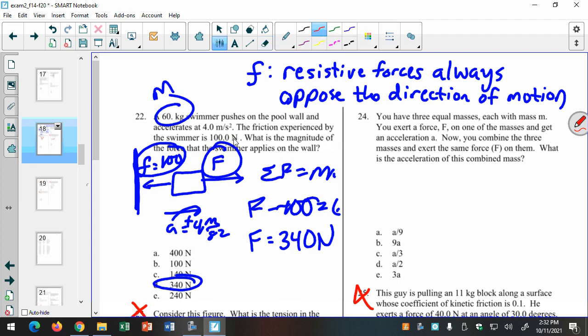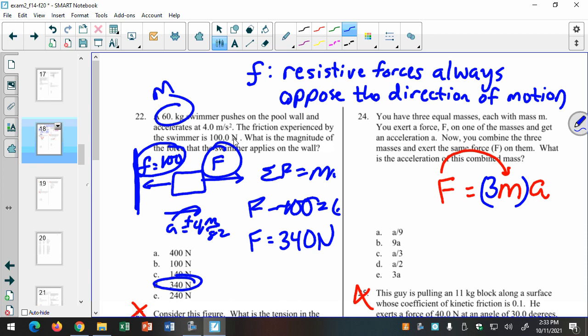So you have 3 equal masses, each with mass m, and you exert a force on one of the masses and get an acceleration a. And now you exert the same force, you combine the 3, and you exert the same force on it. So let's write the first equation. F equals ma. If I apply this force to this mass, I get this acceleration. Now what happens if I apply the same force to a mass that is 3 times as big? What happens then to the acceleration?